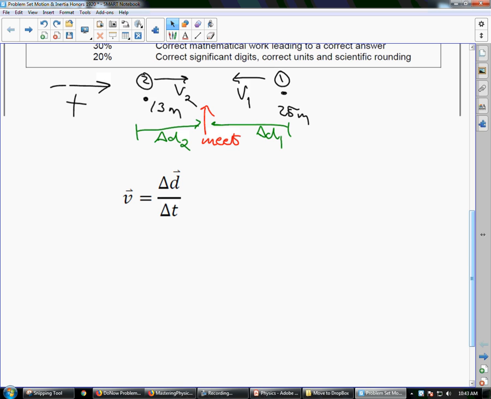Alright, so I think I'm going to do a little bit more labeling here. I'm going to call this D1 initial, this point D2 initial, and I'm going to call this point here just DF, location final.